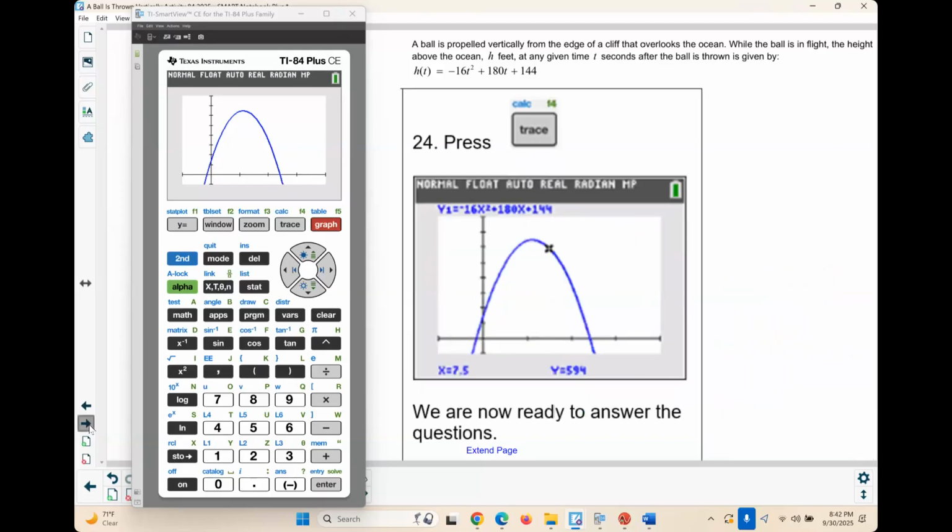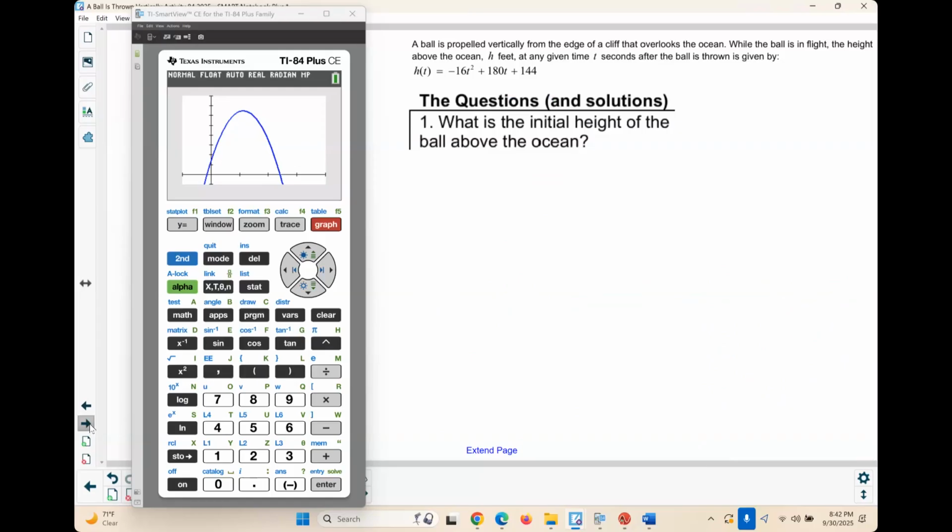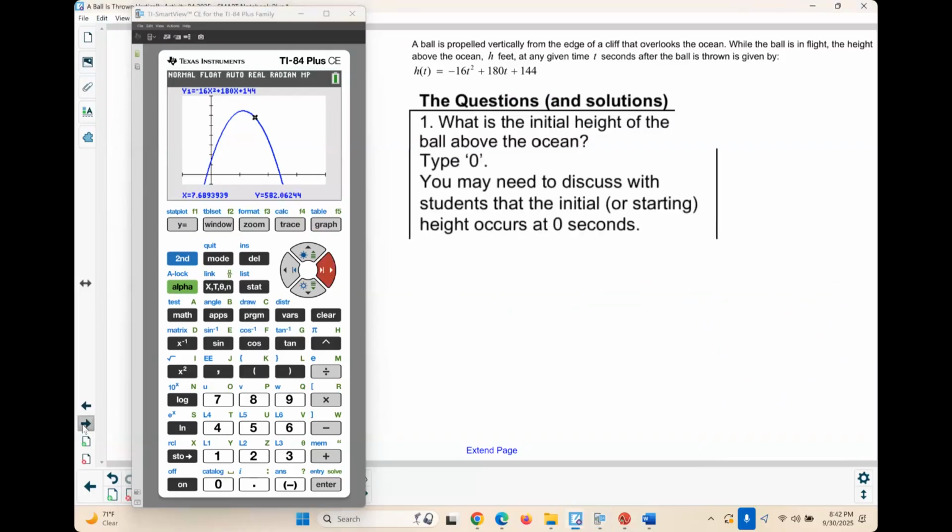So now we're going to answer the questions. What's the initial height of the ball above the ocean? Okay. So I would go to trace. And a lot of kids don't know what initial is. If they haven't taken physics or whatever, they're not sure about that. So I'm just going to say that's at time 0. And this time X is time, Y is height. And so there's that 144 that we saw before when we did the parametrics. All right. So that's the first question. And that could be just one question on the ACT, and that would be it. Okay.